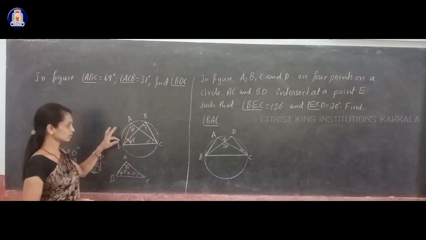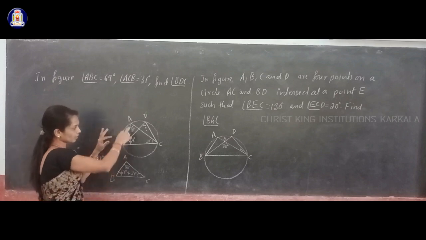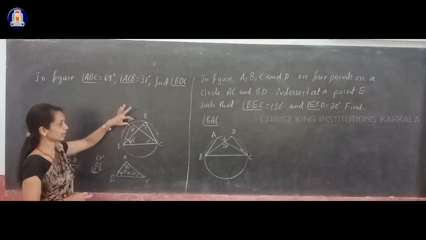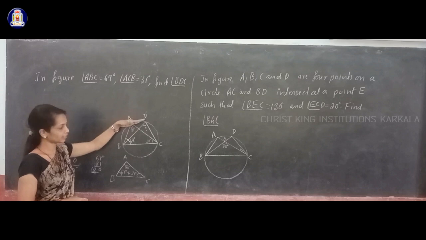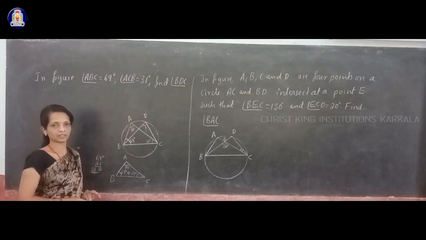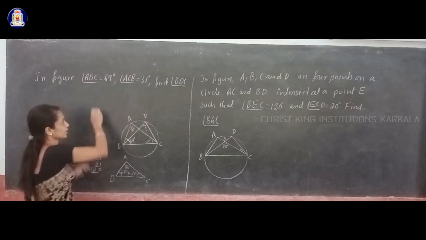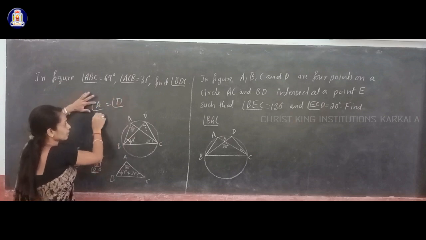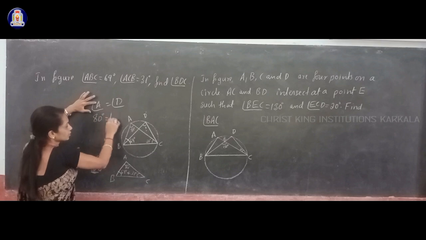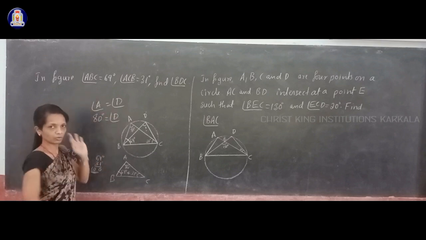Why? Because can you see here? Angle A and angle D are the angles in the same segment. Here you have chord BC and above that you have the major segment, and we know that angles in the same segment are equal. So angle A is equal to angle D, but angle A that we know is 80 degrees. So angle D is also equal to 80 degrees.